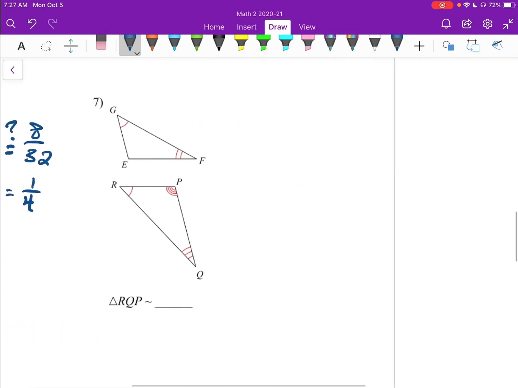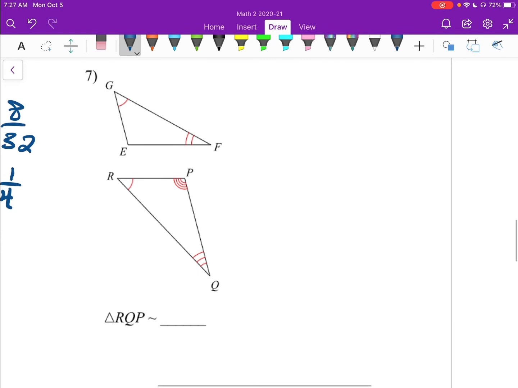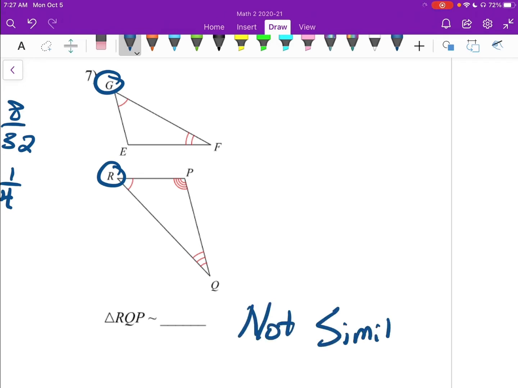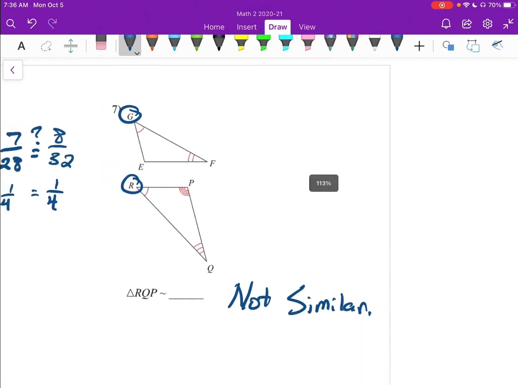All right, number 7. We have some different angles listed in here. R and G would go together. F doesn't have a partner. P doesn't have a partner, and Q doesn't have a partner. So these triangles, we're going to say, are not similar. All right, so number 7 is not similar.